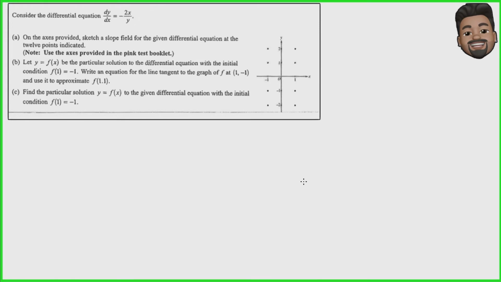All right, let us go ahead and get rolling. We are on question number 2005. Now let us begin. On the axis provided, sketch a slope field for the given differential equation at the 12 points indicated. Now, if you remember, slope fields are just an estimation for what the original function will look like. So our goal is simply to plug the values of these 12 indicated points into my derivative function, and we're going to go ahead and sketch them.